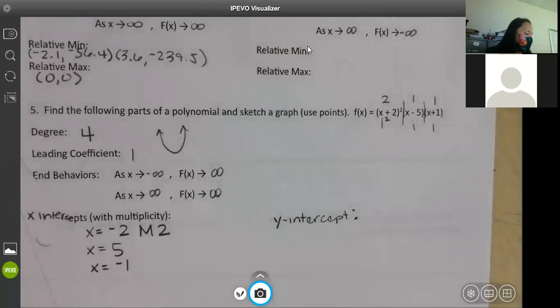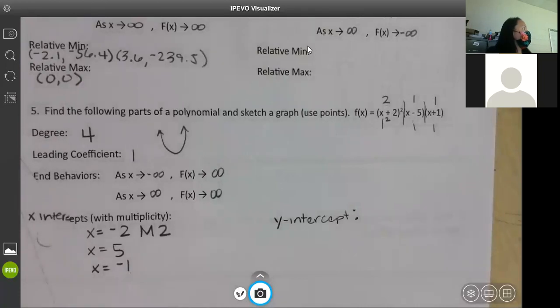How many should you have? If it's degree 4, you should have 4. 1, 2, 3, 4. So you're good to go. All right. Y-intercept. Do you remember how to find the y-intercept?